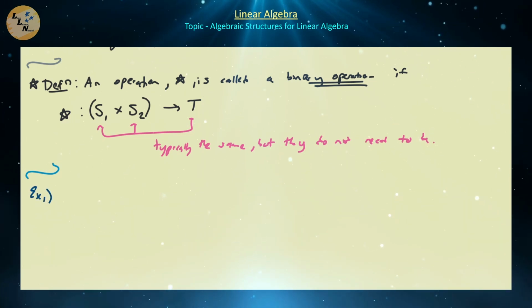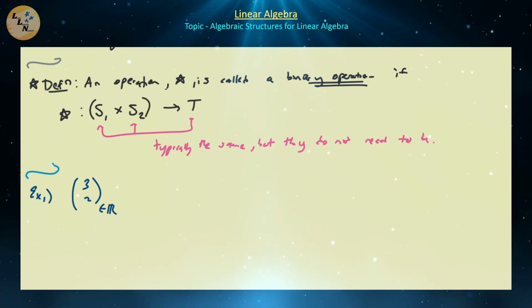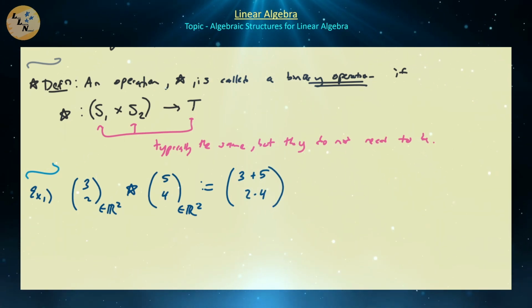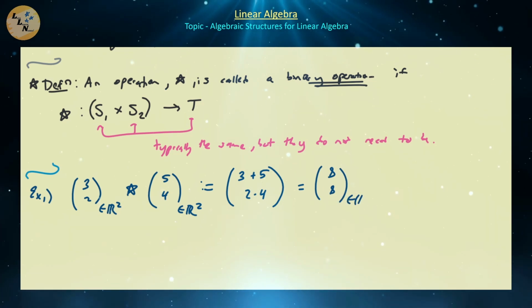So for the first example, let's assume that we have the vector (3, 2), which we know belongs to R2, and let's consider the binary operation star, which is also going to operate on another vector in R2. Let's define this operation to be equal to the R2 vector (3 plus 5, 2 times 4). So we're going to add the first components of the vectors, and we're going to multiply the second components of the vectors. Of course that's going to be equal to the vector (8, 8), which is also an element of R2. So we clearly see that this is a binary operation from R2 cross R2 into R2. So S1, S2, and T are all the same exact set.